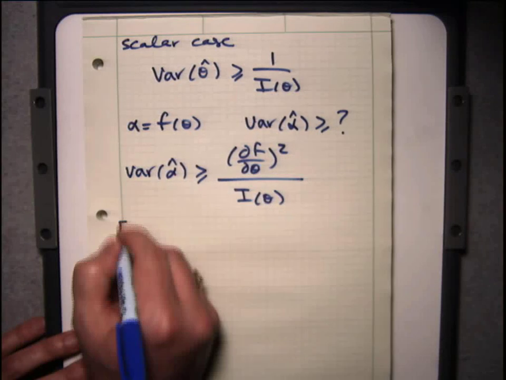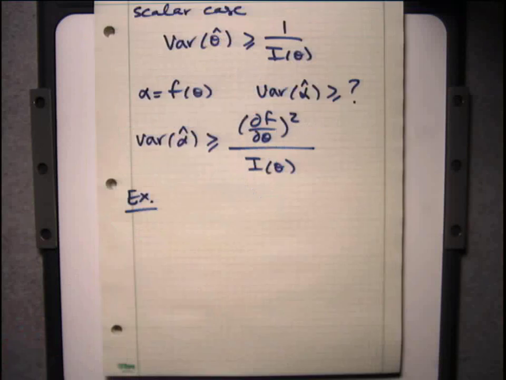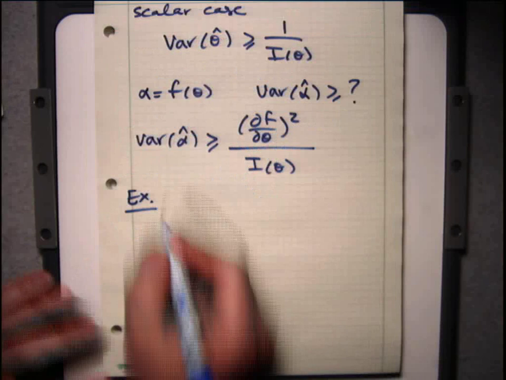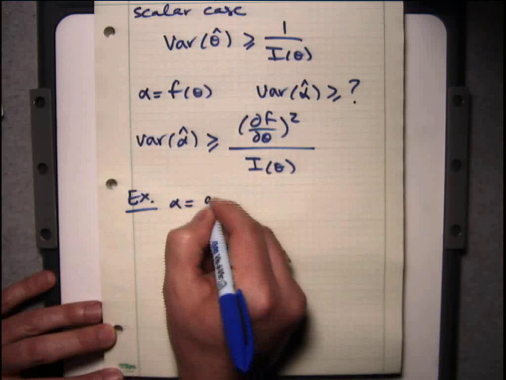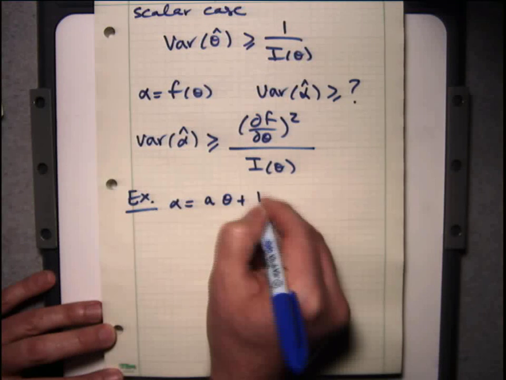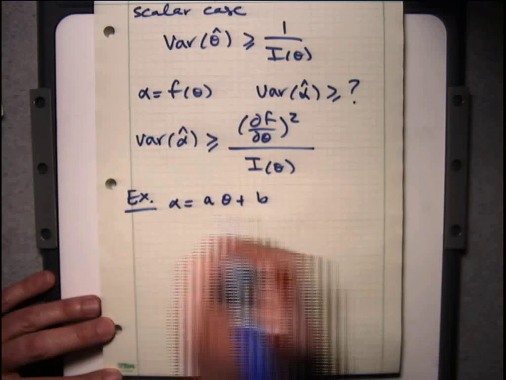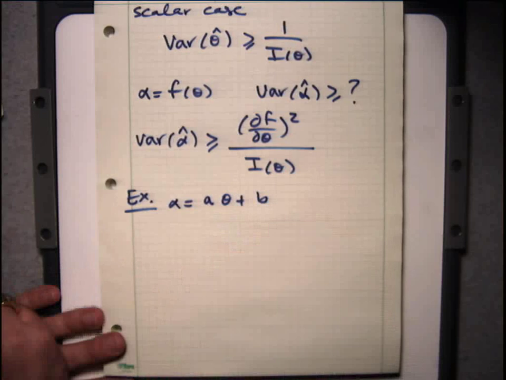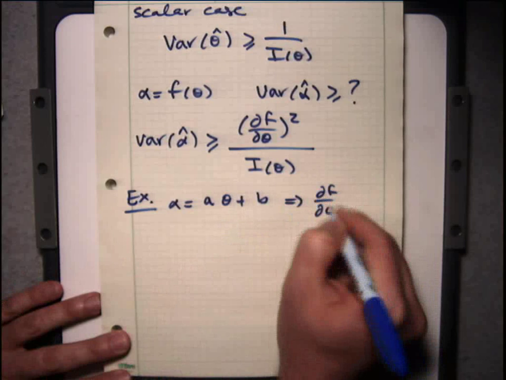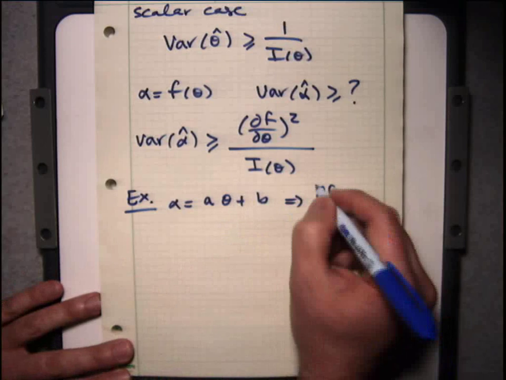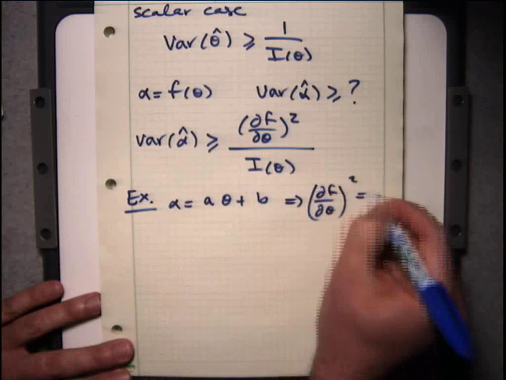This is sometimes useful if you want to compute a linear function of the parameter. So let's say alpha is equal to some constant a times theta plus b, where a and b are just fixed constants. If we look at this, then (df/d theta) squared is just a squared.